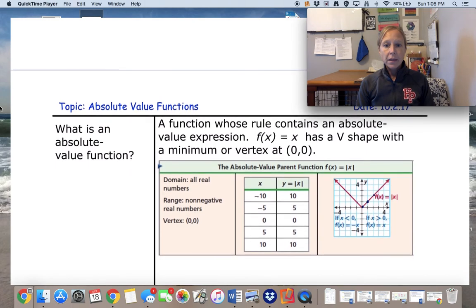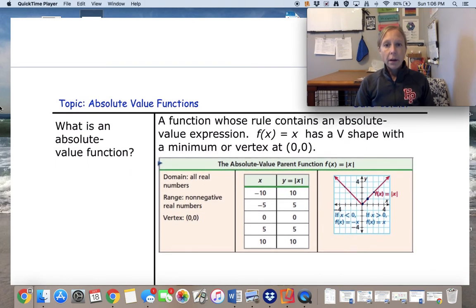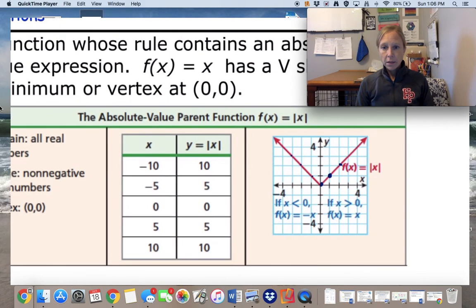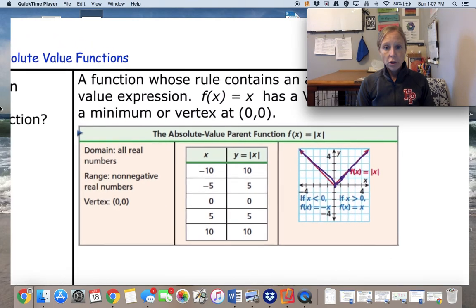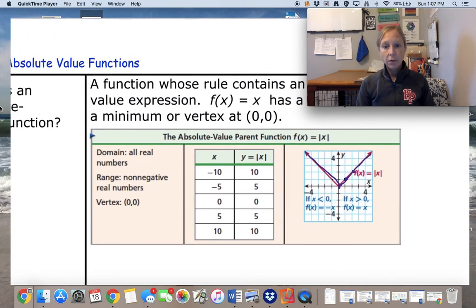Before we start transforming these functions, though, let's take a look at our parent function and pay attention to some important details about it. I'm going to start by looking at the graph. I want you to notice on the graph that the origin is at 0, 0, and the next point is at 1, 1. The absolute value function has a slope of 1 that makes a V shape. Knowing that it goes through those 2 points of 0, 0 and 1, 1 is very important when you're trying to look for stretches and compressions, as well as any kind of translation of your graph.